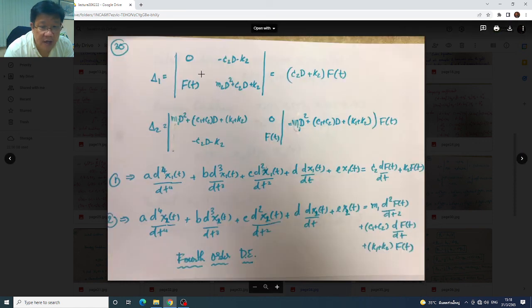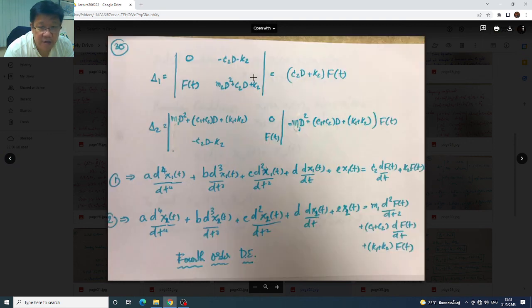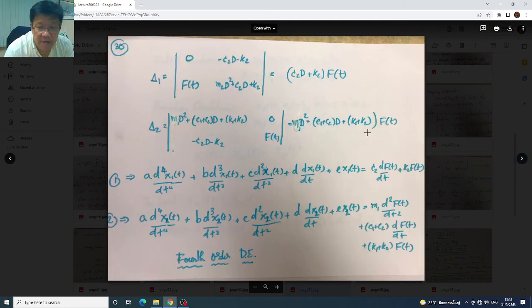That's what we did here. We put it here, replacing the first column, and find the determinants. And delta 2 is this one. You put 0 and f of t, which is the right hand side function, in the second column, and then find the determinants here. And this is the resulting symbolic evaluation of the determinants function here.